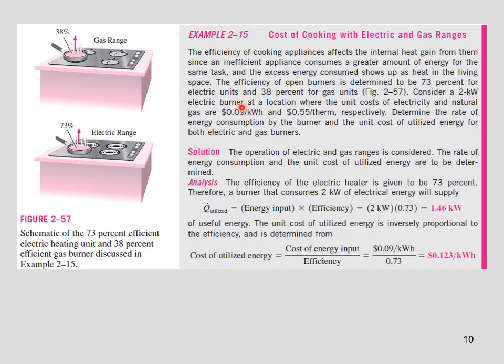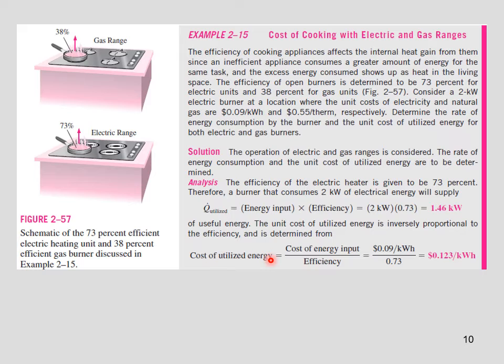So this was for the electrical gas range, and this is for the natural gas range. Determine the rate of energy consumption by the burner and the heat cost of utilized energy for both electric and gas burners. So we can calculate the heat flow rate, which is the energy input times the efficiency. So here for the electric, it's 2 kilowatts times 0.73 or 1.46 kilowatts.